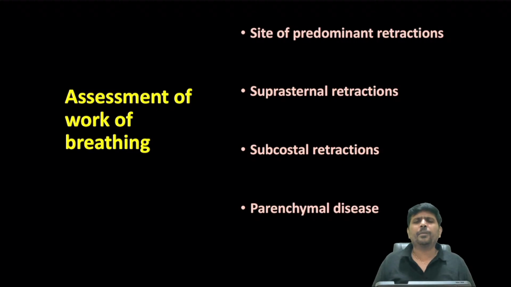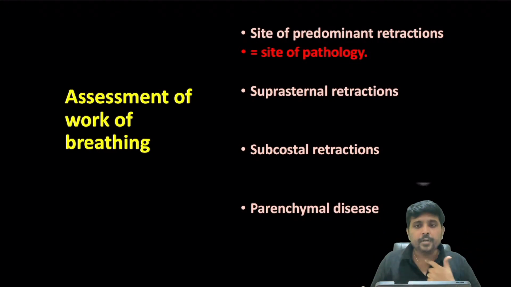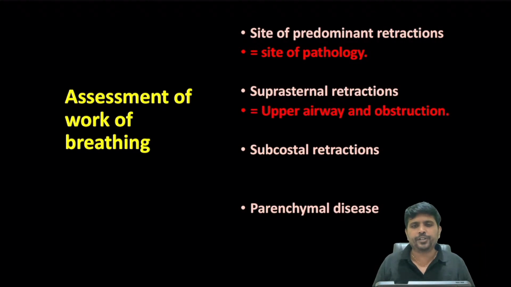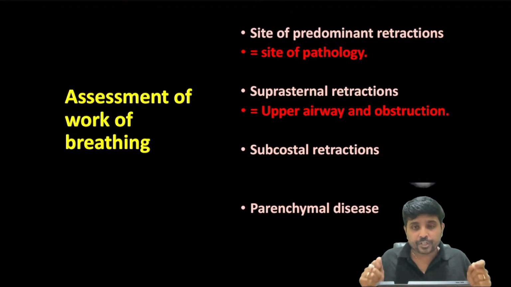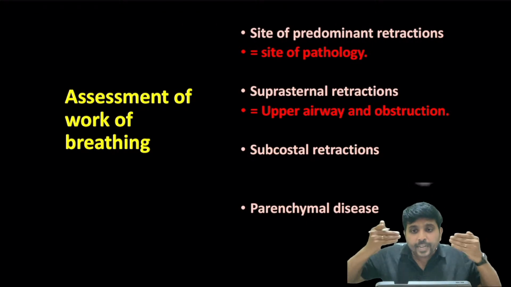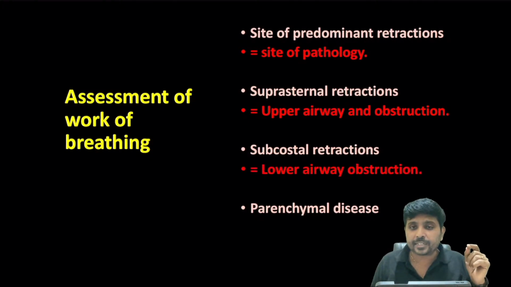Okay, now predominant retraction. This was discussed even in our previous section, last Wednesday or Thursday, I think. Whenever you have predominant retractions, it indicates that site is particularly affected. Suprasternal retraction indicates laryngeal pathology, upper airway obstruction. Whereas subcostal retractions, the place where your chest and abdomen join, when that area goes inside and comes out, is called subcostal retraction. That subcostal retraction indicates lower airway obstruction. Particularly it can be an attack of wheeze, asthma.